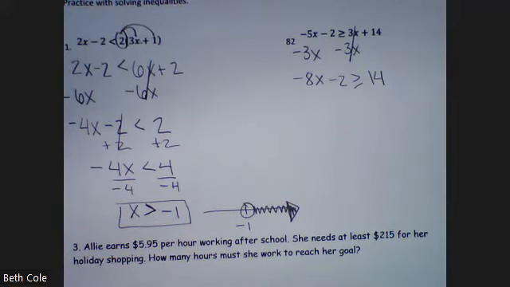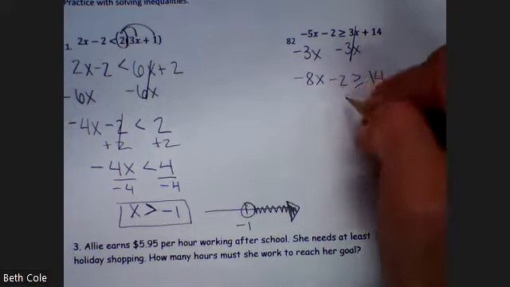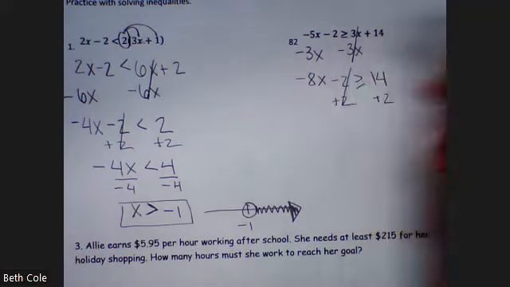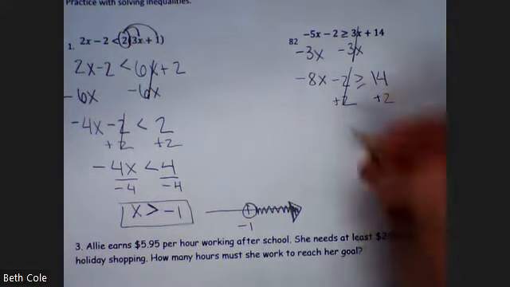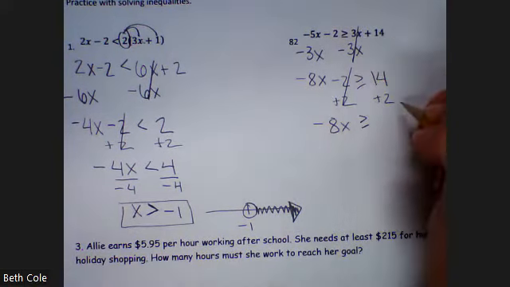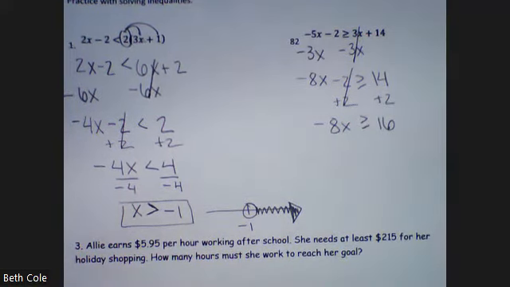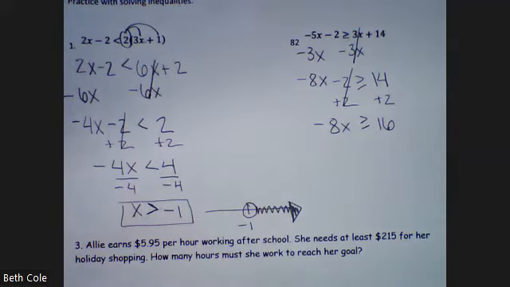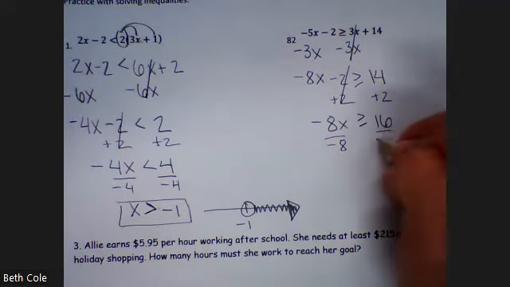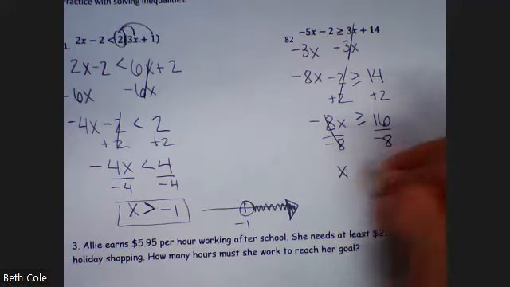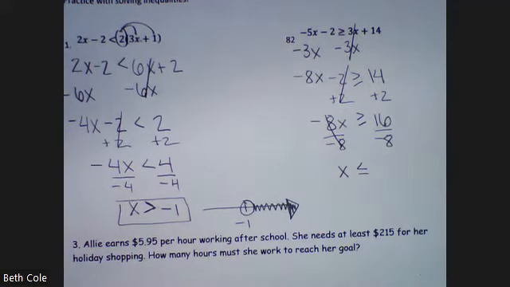Then what? Plus 2, perfect. Negative 8x greater than or equal to 16. Oh my gosh, we divided by a negative. Flip it around. It's easy to do, but it's also easy to forget to do. So just be careful. 16 divided by negative 8.